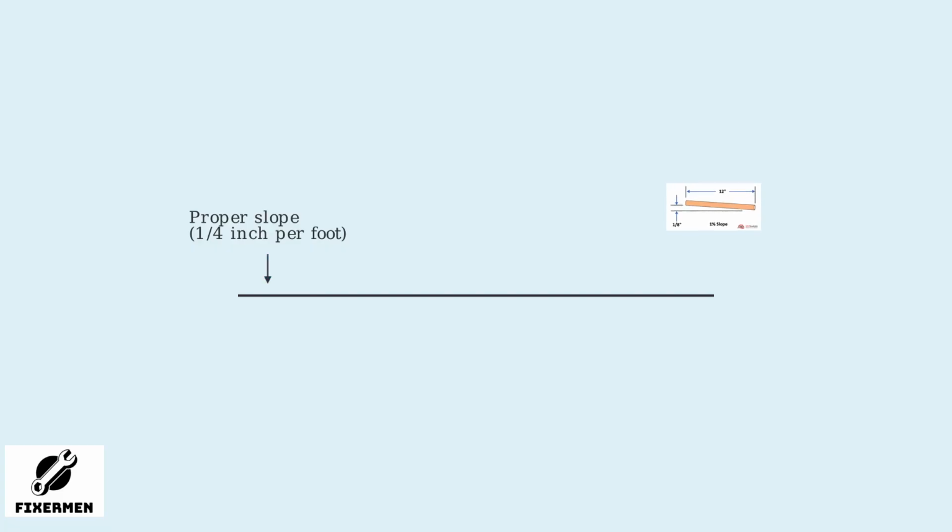Ensure the drain line maintains a proper slope of about 1/4 inch per foot to facilitate gravity drainage. A level or sagging line can cause water to pool and trigger the error. After clearing the blockage and confirming proper slope, reset the system. Press and hold the reset button on the control panel or use the app to restart the unit.